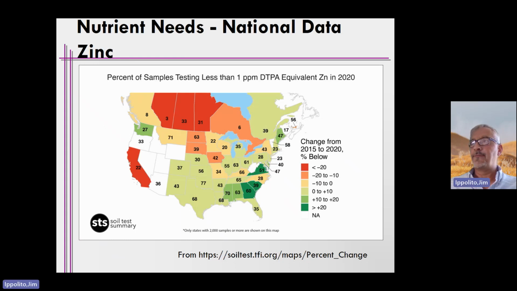And this is the last slide for Unit 1. This is the needs for zinc across the US. So the percentages of soils that tested below the threshold needs for zinc. And you can see that zinc is needed all across the US. We've done a very good job of mining zinc out of our soils from historic crop growth. And thus we simply need zinc for crop growth across the US. So that's the end of Unit 1.